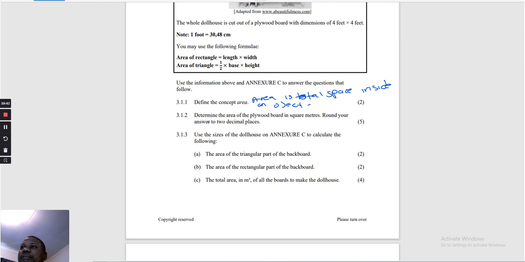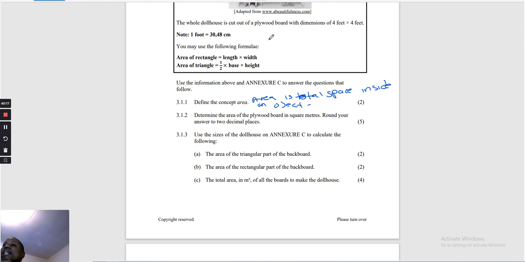Okay, now they say determine the area of the plywood board in meter squared. Round your answer to 2 decimal places. Now, the plywood board in square meters. When you look on top there, you are told that the whole dollhouse is cut out of the plywood board with the dimension 4 feet by 4 feet by 4 feet.